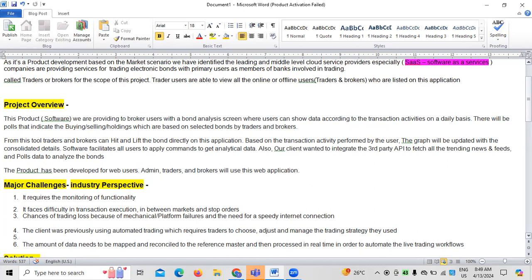There are different graphs which will be updated within the consolidated details, whatever is required. At the same time, whatever software facilities the users have to apply to get the analytical data. And if the clients want to integrate any kind of third-party API to fetch trading news and feeds as well as pool data to analyze the bonds, that is also possible because of this product. The major intention in developing this product is basically for the web users as well as the admin team, traders team and brokers who will be using this application in the real world.